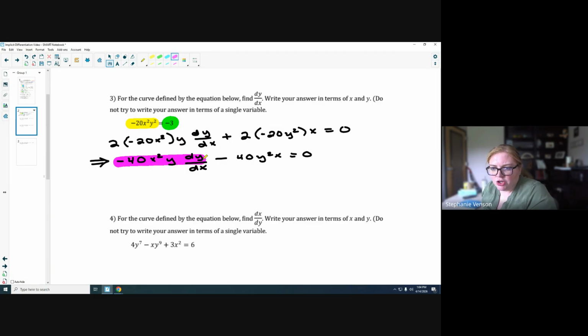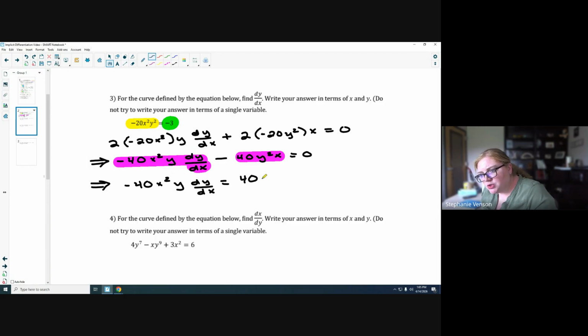So now we have this term, that's one term, right? And we also have this term. And we're supposed to be solving for dy dx. So I have 2 terms on the left. One has dy dx, the other one does not. So I'm going to take the one that does not have dy dx and I move it over to the other side with addition. So then this becomes negative 40 x squared y dy dx equals 40 y squared x.